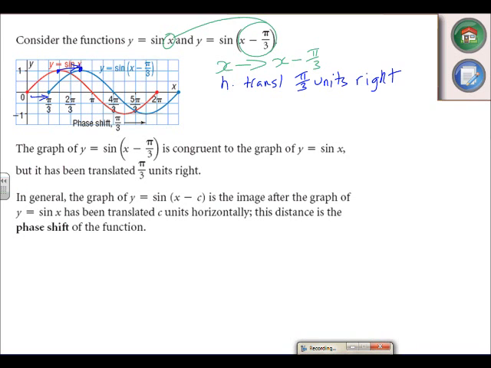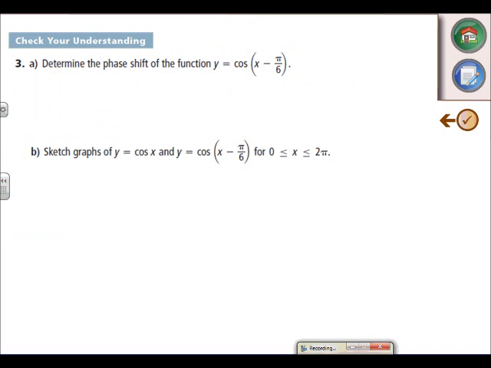In trigonometry, instead of using the word translation, we're going to introduce a new word, or two words, phase shift. So any horizontal translation is going to be called a phase shift in trigonometry. All right, so let's find the phase shift of this one. Really, we're saying, what's the horizontal translation?